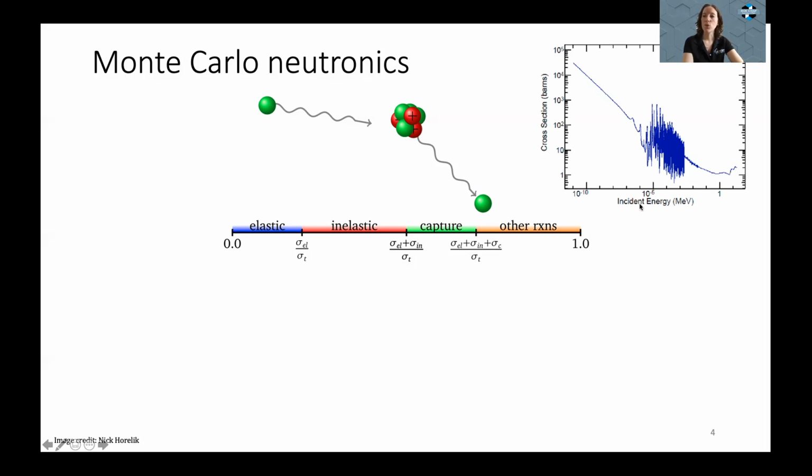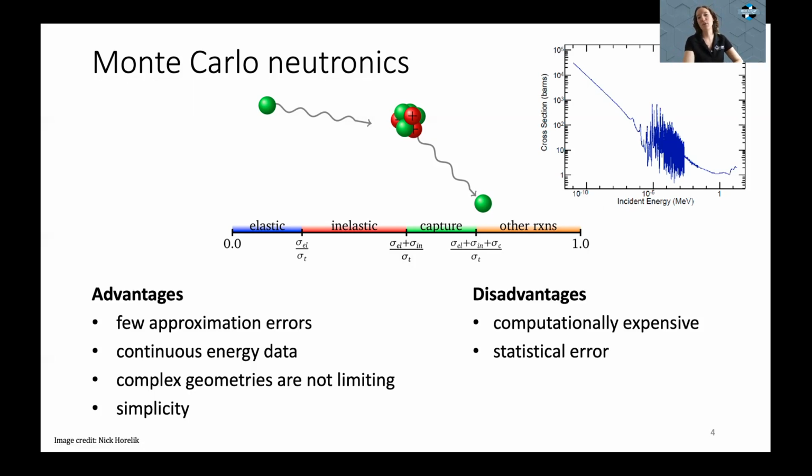So for each event, we look up the cross-sections, line them up, and then randomly sample the outcome. As you can imagine, repeating this process countless times for millions of neutrons is very expensive. And Monte Carlo is expensive, but it's also the most accurate tool in the shed. So it is really the gold standard.